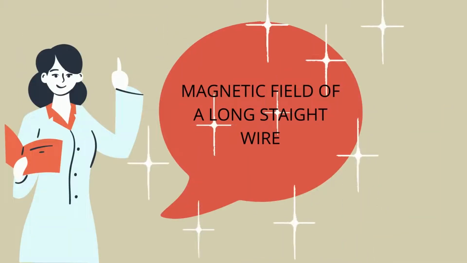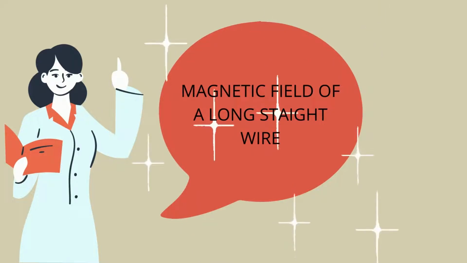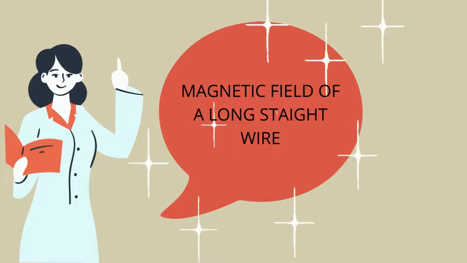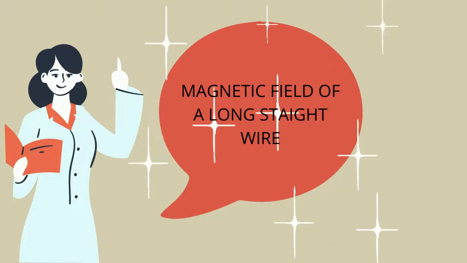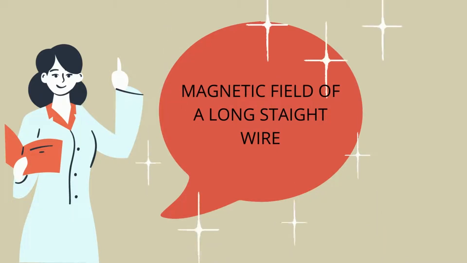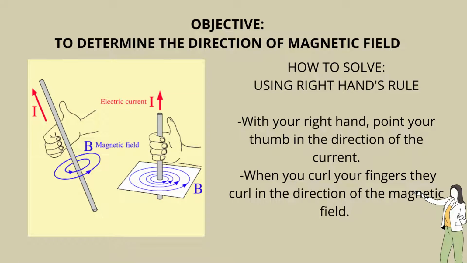The first subtopic that we will learn is magnetic field of a long straight wire. In this subtopic, we will learn how to determine the magnetic field direction in a long straight wire using a special rule. The objective is to determine the direction of the magnetic field. But how to solve it? Well, we will use the right hand rule.